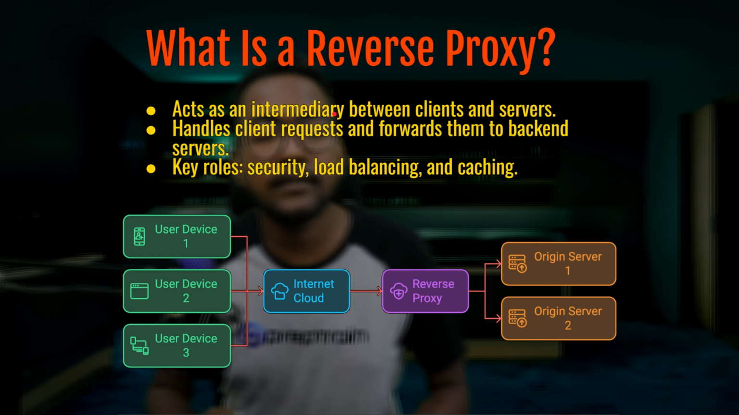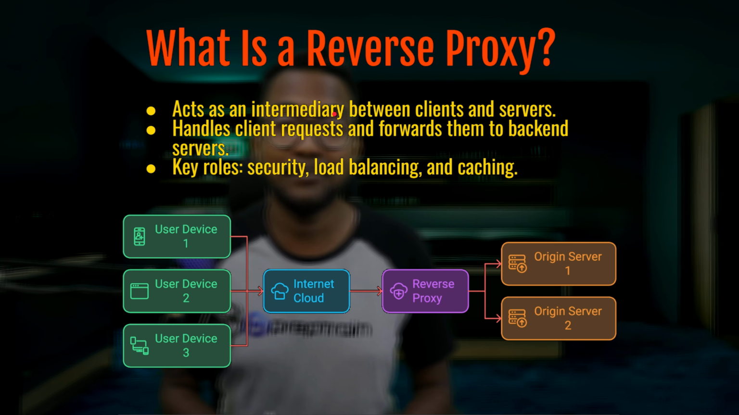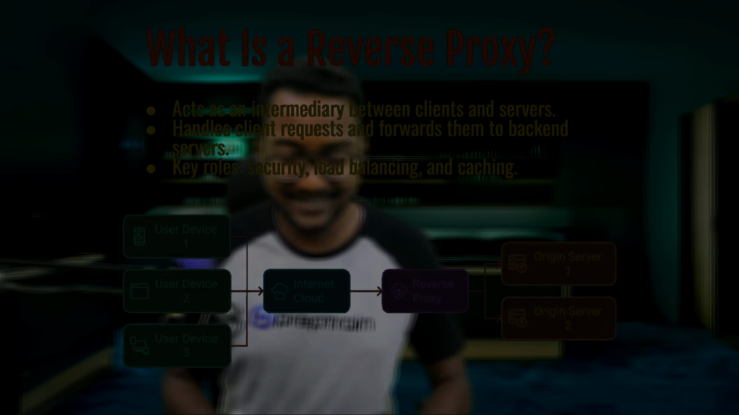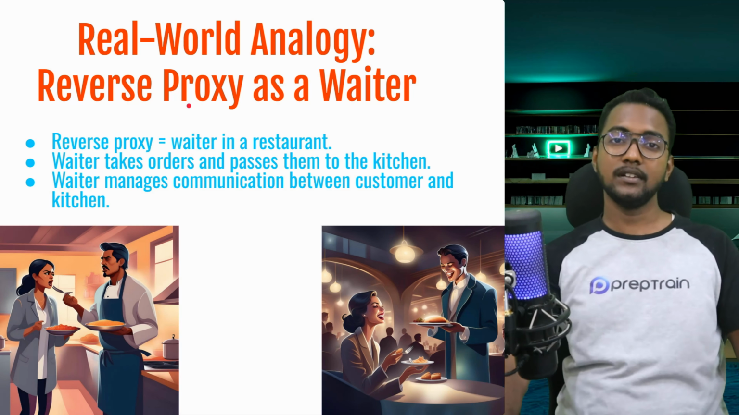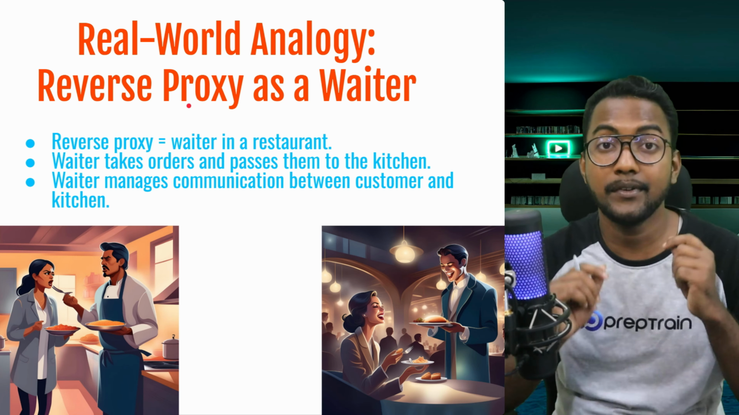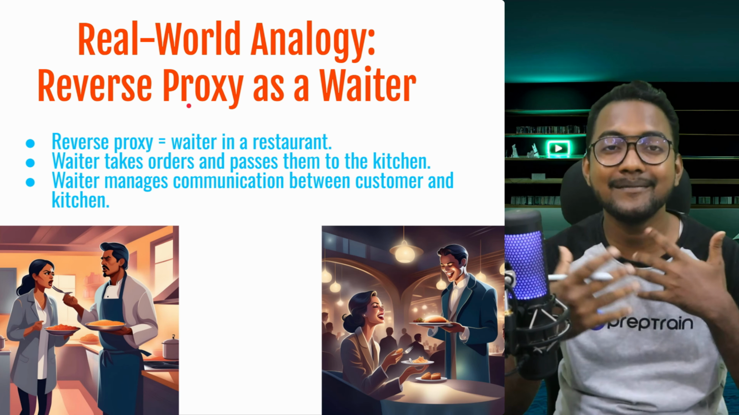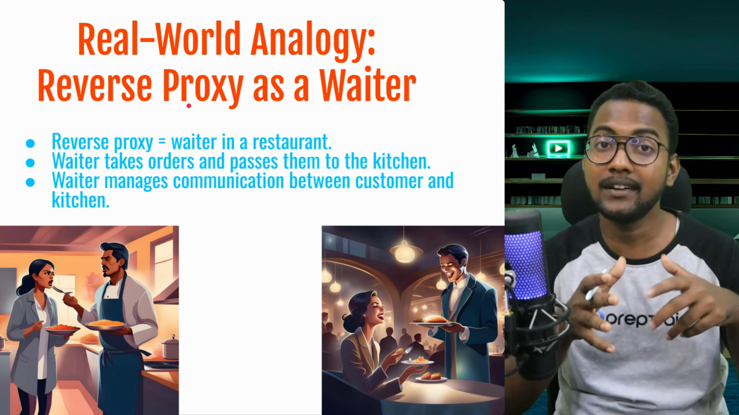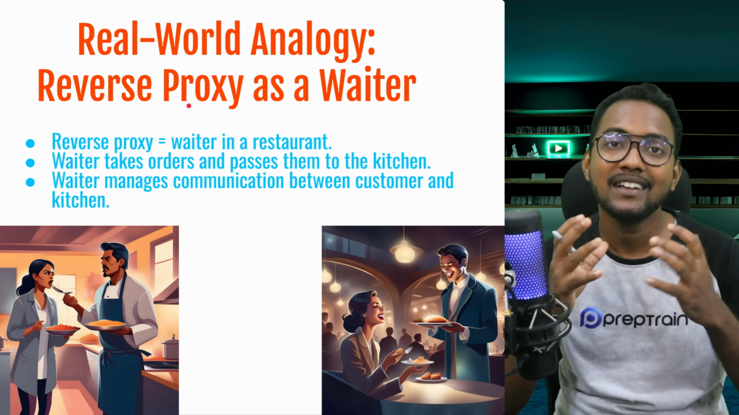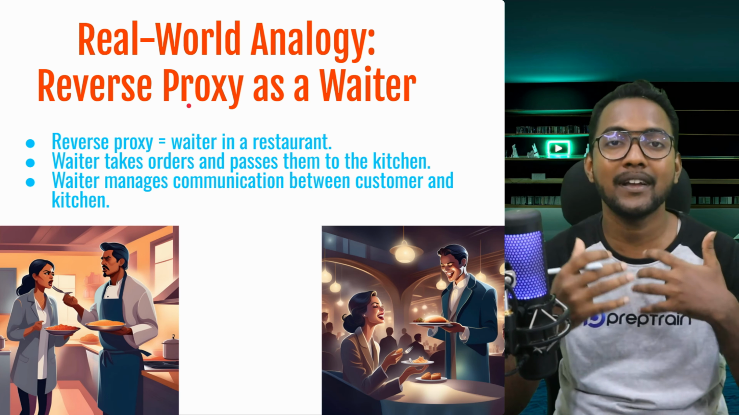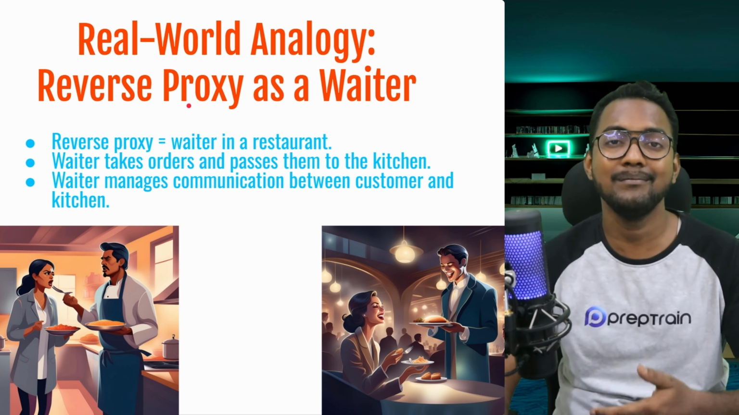Alright, now that we have a basic understanding of what reverse proxies are, let's move on to a real-world example to make this even more clear. Let's simplify things with a real-world example. Imagine that you are at a restaurant. When you are hungry, you don't go directly to the kitchen to place your order, right? Instead, you communicate with the waiter. The waiter takes your order, passes it to the kitchen, and then brings your food back to you. The waiter basically handles the back and forth between you and the kitchen, so you don't have to worry about what's happening behind the scenes.